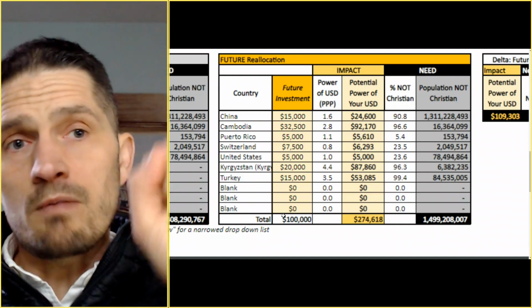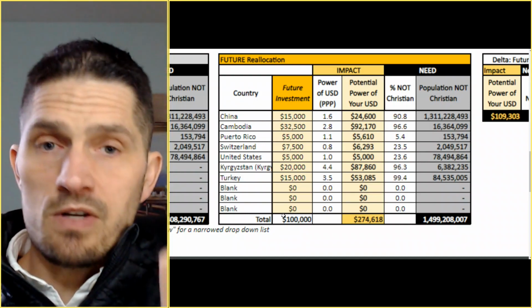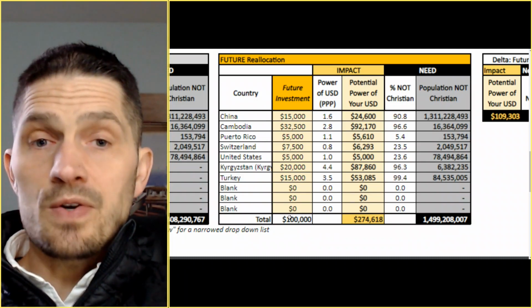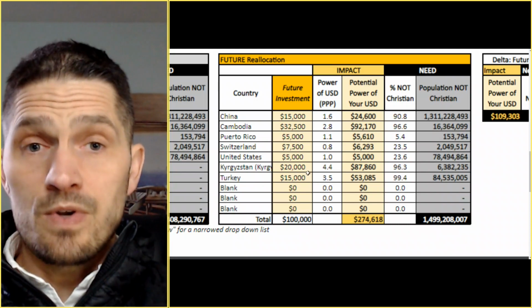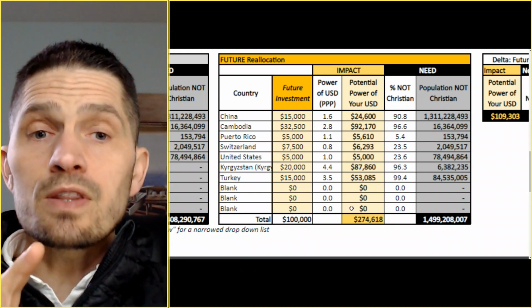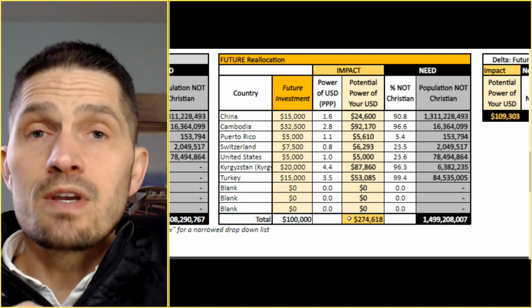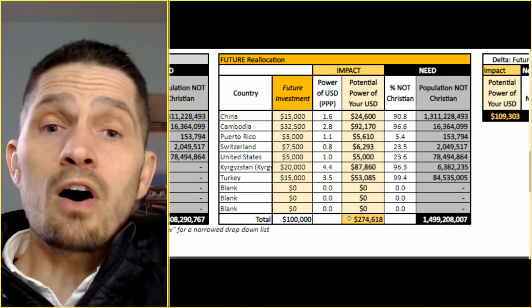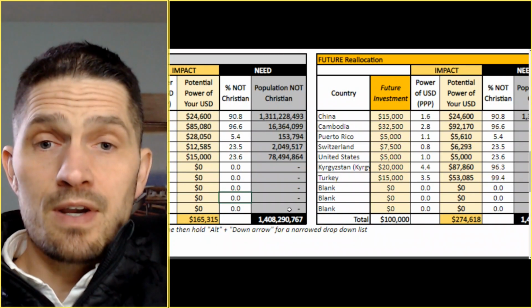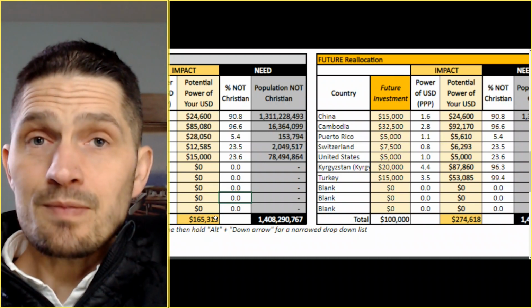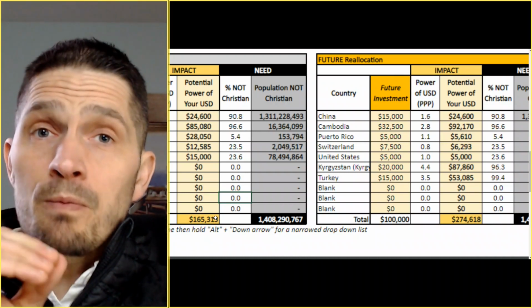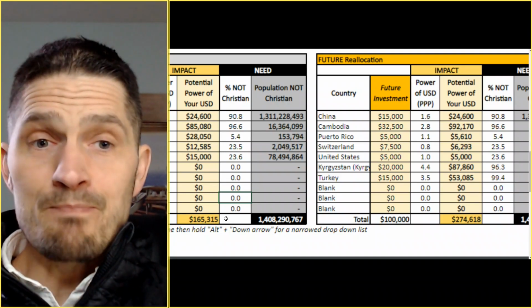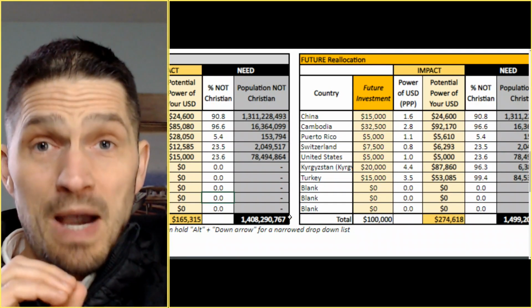I've maybe increased money in one country, decreased investments in another country. And so the $100,000 has stayed the same. But now, here what you'll see is, look at the power of that $100,000 has increased to 274,000, almost 110,000 more than what it was in my current state. That is where people begin to start seeing the power of this simple type of calculation.